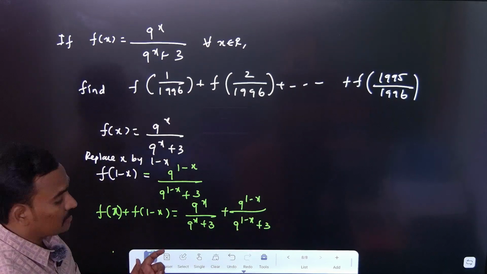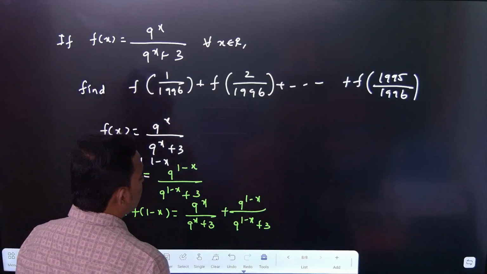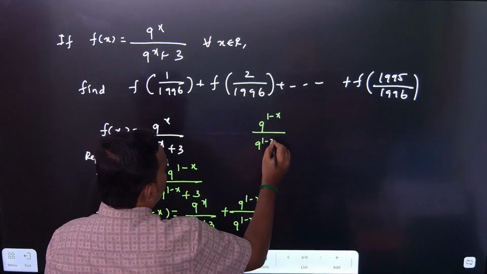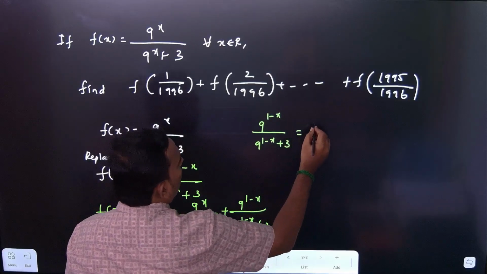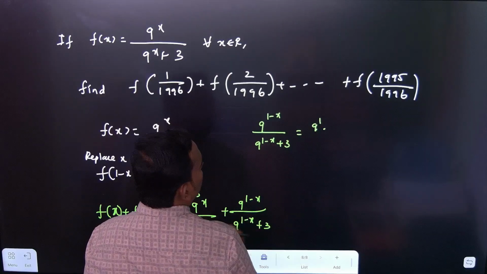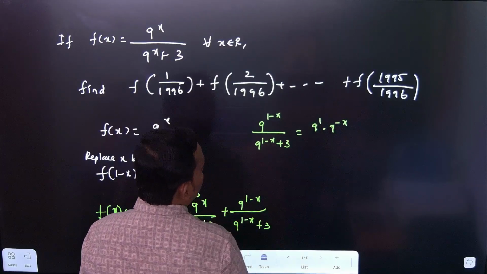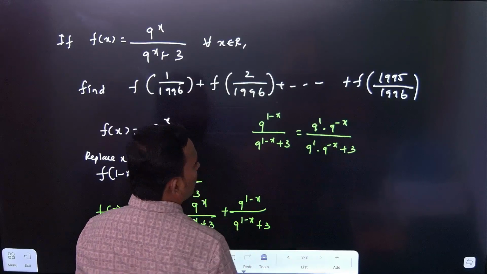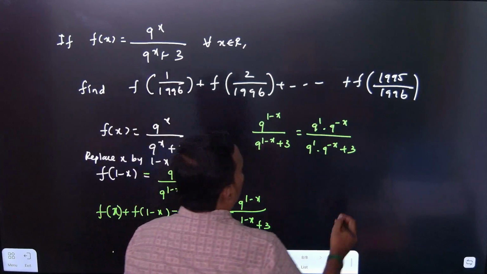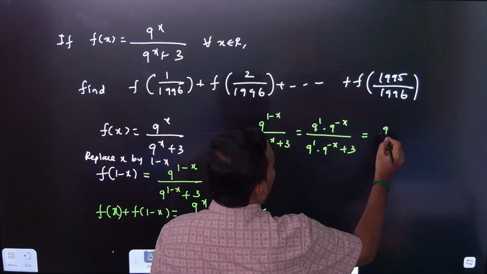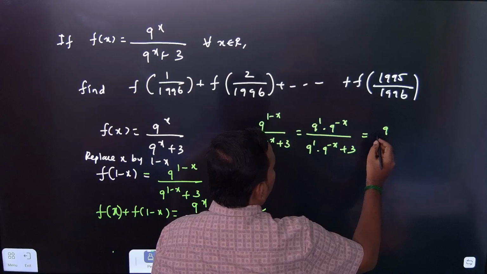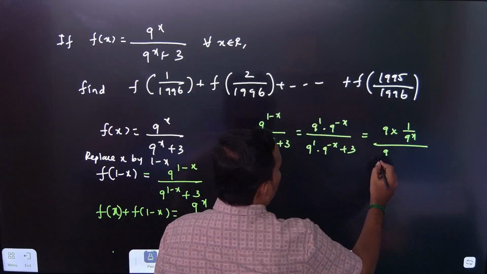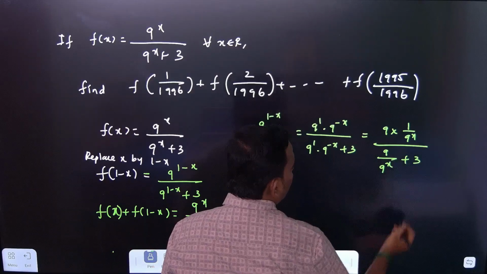You need to simplify this right side. You have to simplify the second term, 9 power 1 minus x divided by 9 power 1 minus x plus 3. How to do it? 9 power 1 into 9 power minus x, divided by 9 power 1 into 9 power minus x plus 3, we can write. Okay. So this is the same as 9 into 1 by 9 power x whole divided by 9 by 9 power x plus 3.